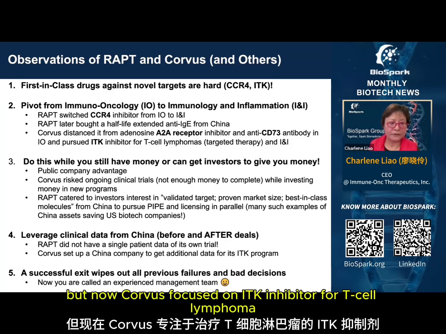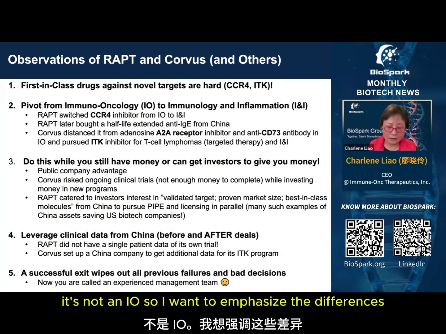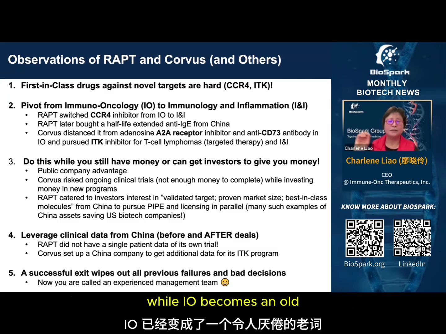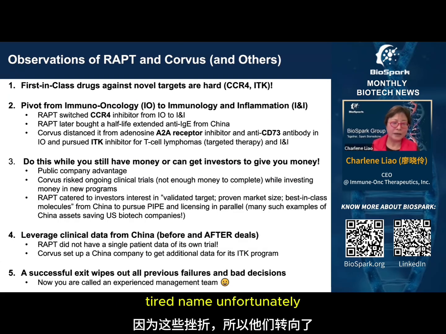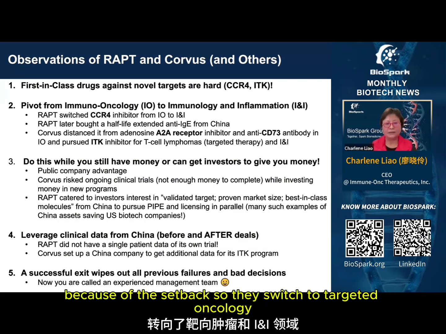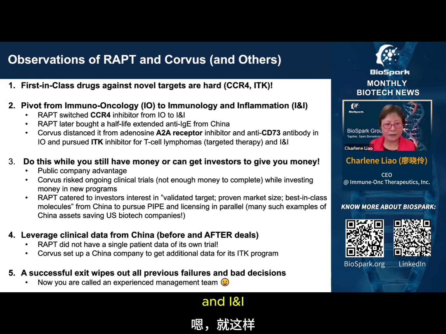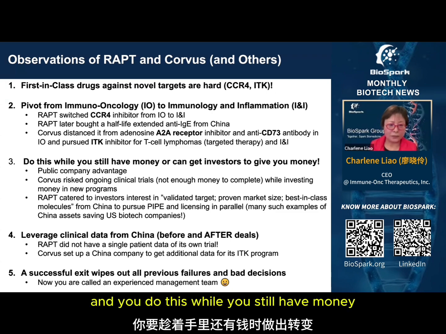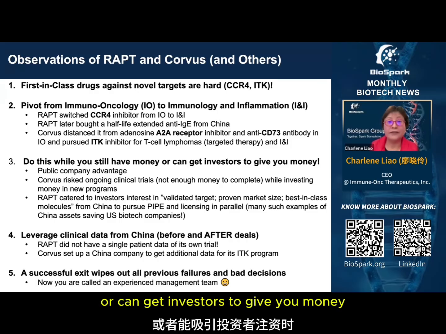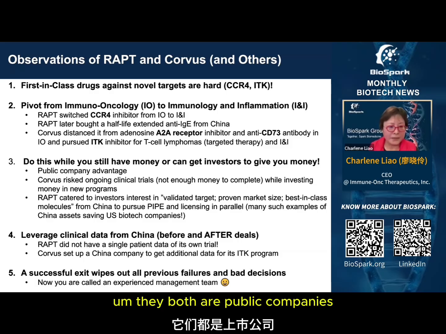But now Corvus focused on an ITK inhibitor for T-cell lymphoma, which is a targeted therapy. It's not an IO, so I want to emphasize the difference as well. IO becomes an old, tired name, unfortunately, because of the setback. So they switched to targeted oncology and I&I. And you do this while you still have money or can get investors to give you money. They both are public companies.